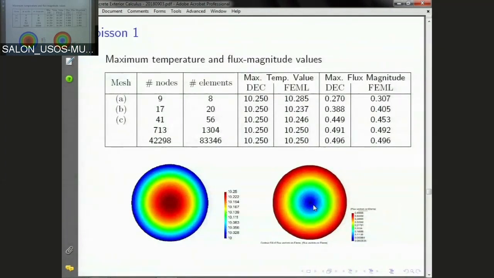Well, we solve the system for those measures. We set it up as many triangles as needed, and so on, and solve the system. What we found out in this example is that the maximum temperature value, comparing it with finite element method with linear interpolation functions, is that DEC finds the correct value from the beginning with the coarse meshes, while finite element struggles a bit.